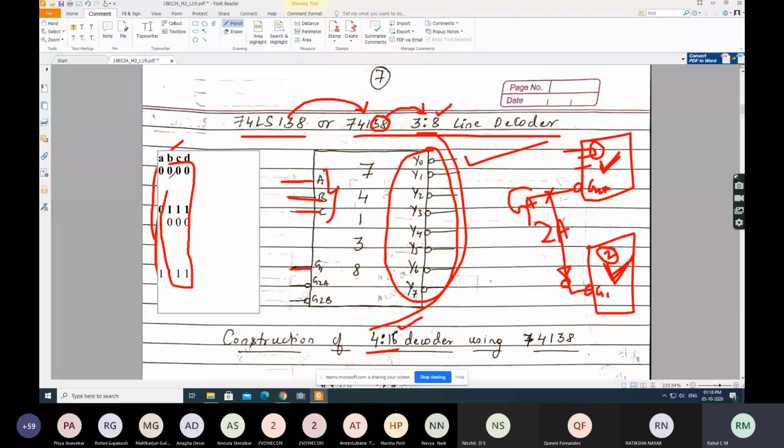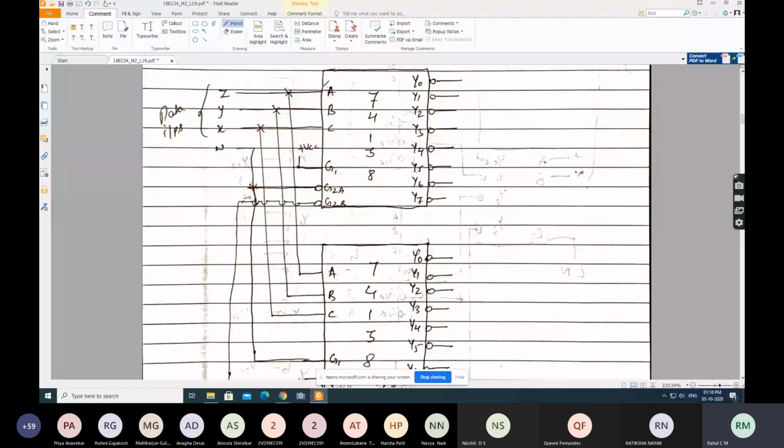See, A and A shorted, B and B shorted, C and C shorted, G1 is connected to VCC. Hierarchy always goes from lower to higher. So this one will be MSB, and this one will be LSB. So I said ABCD. So W will be A, X will be B, Y will be C, Z will be D.